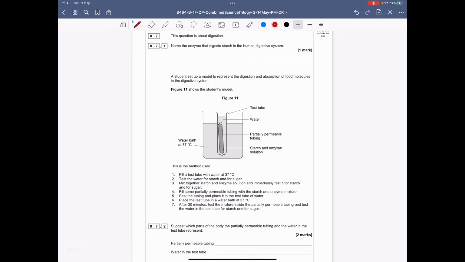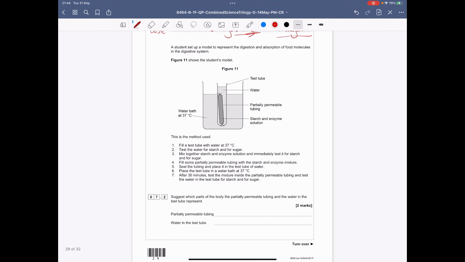Question 7 then. This question is about digestion. Name the enzyme that digests starch in the human digestive system. Now, starch is a type of carbohydrate. So remember, all enzymes end in 'ase'. So the name of the enzyme is carbohydrase. The specific example that is found in your saliva is called amylase. So you can get the mark if you give the specific name of it in the saliva, amylase enzyme.